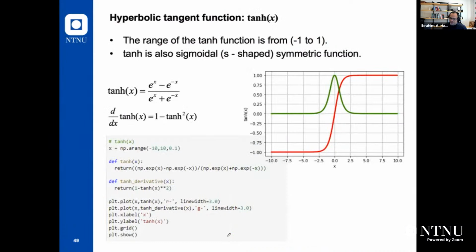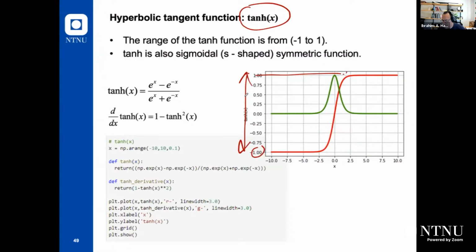Another very famous function is the hyperbolic tangent function, called tanh of x. As you can see, the range of this function is between -1 and 1. It does squashing similar to sigmoid, but sigmoid squashes between 0 and 1, while this one squashes between -1 and 1. So it will squash all input values into this range, -1 to 1.